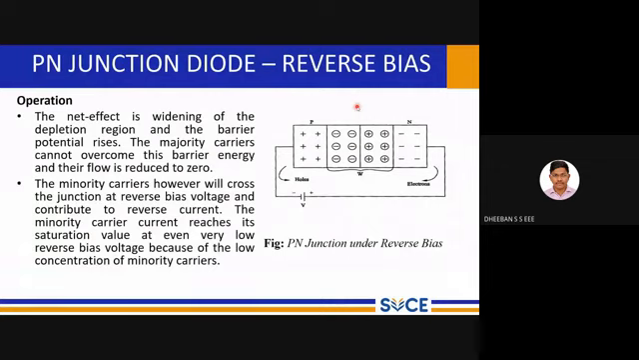The PN junction diode is able to conduct only in the forward bias, whereas in reverse bias it doesn't conduct. But there will be a small flow of current. The minority carriers, however, will cross the junction at the reverse bias voltage and contribute to the reverse current. So this is the reverse current. Its magnitude will be very low, in the order of microamps, 10 to the power minus 6.